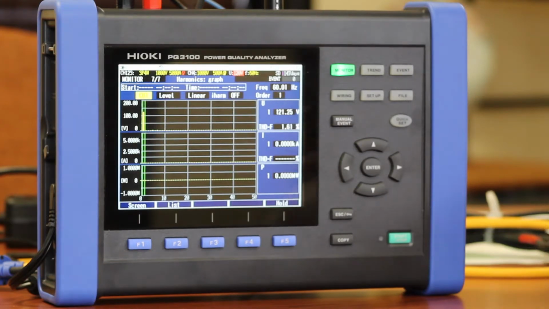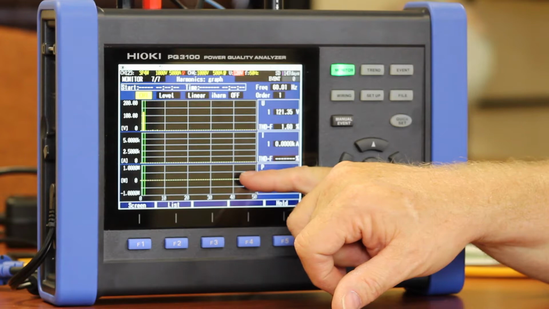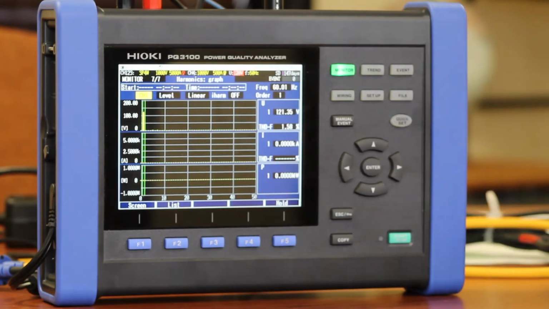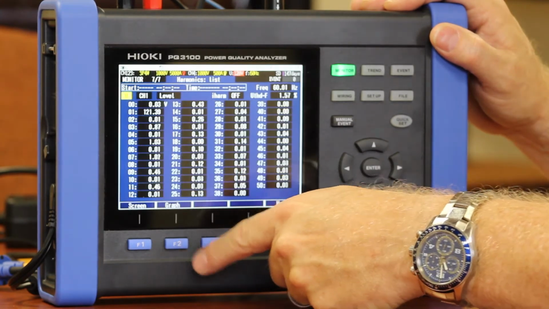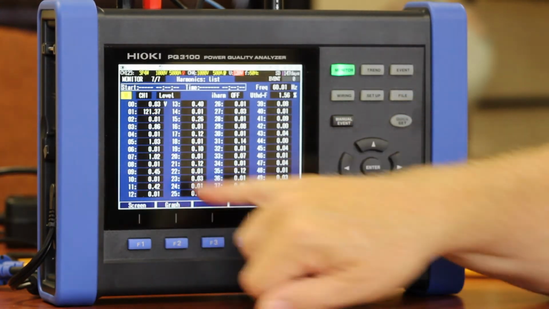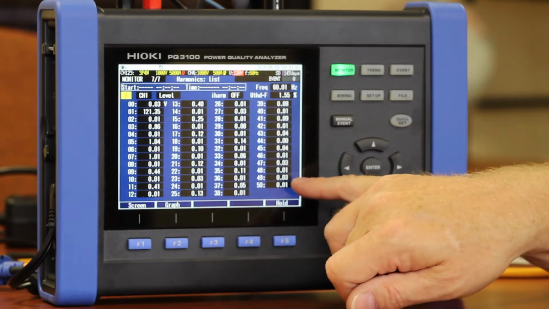The final metering or monitoring screen is going to be our harmonics. Our harmonics are shown for all voltage, for current, and also for power. We have two ways we can look at it. This would be a graphical interface. We can also look at our harmonics in a list, and it will give you your harmonics from DC all the way up to my 50th harmonic.